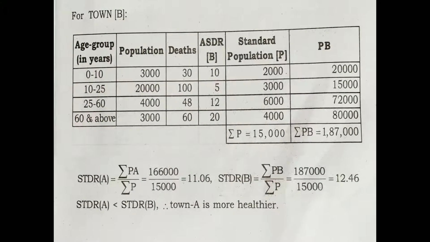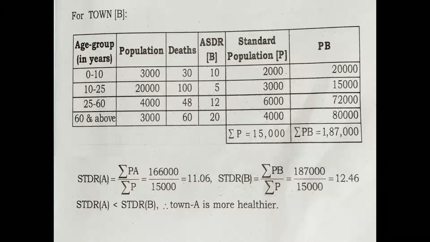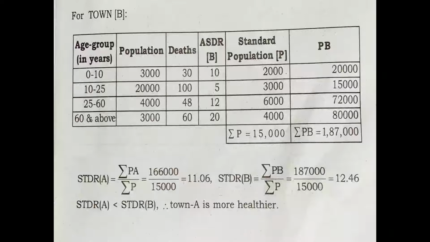For town B, you have to make a separate tabular column and you have to find the ASDR for town B, then multiply with the standard population P, then multiply P into B. See the above method, the same method you need to follow for town B.